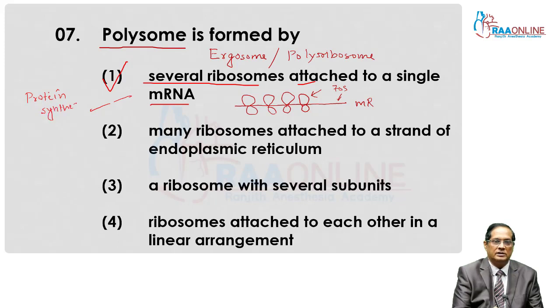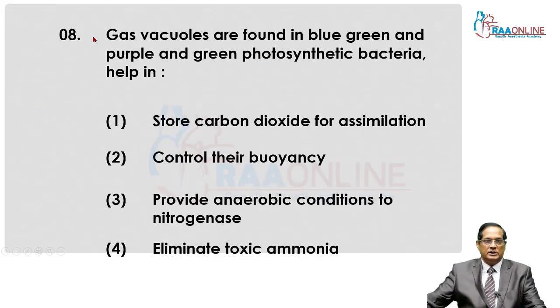This is seen at the time of protein synthesis. Eighth question. Gas vacuoles are found in the blue-green algae, purple and green photosynthetic bacteria. Their role: actually, when a gas vacuole is formed, suppose this is BGA, and in this blue-green algae, this is the gas vacuole.